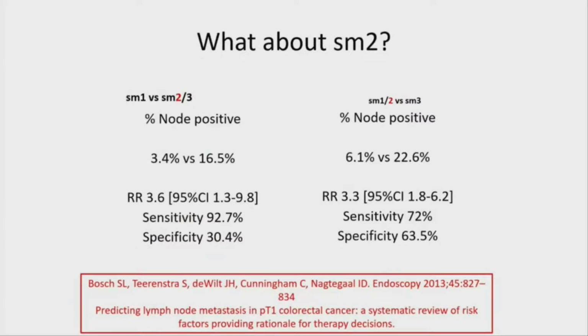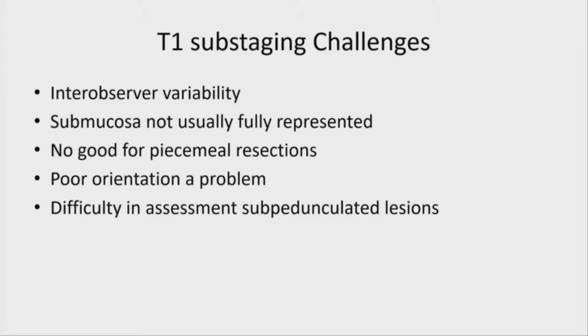Whilst SM1 and SM3 lesions may be more clear-cut, what about SM2 lesions? This is a difficult grey area. We can see if we include it with SM3, then there may be a risk of unnecessary surgery. However, if we include SM2 lesions with SM1, then there is a risk of undertreatment. For all these reasons, T1 substaging has its challenges.